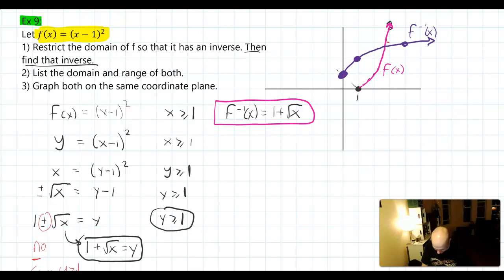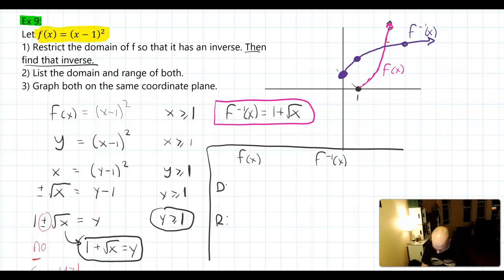We can kind of do this in a t-chart again. So we have f, inverse, the domain, and the range. So the domain of f was what we chose. We restricted it to be x greater than or equal to 1. And the range just from the graph was y greater than or equal to 0. For f inverse, I can either look at the graph or I can just use the idea that these are swapped with each other. Either should give you the same thing.